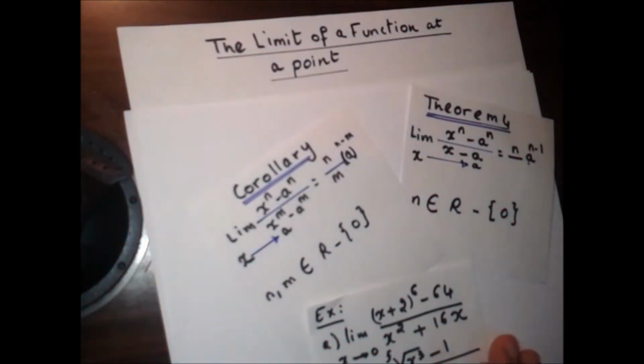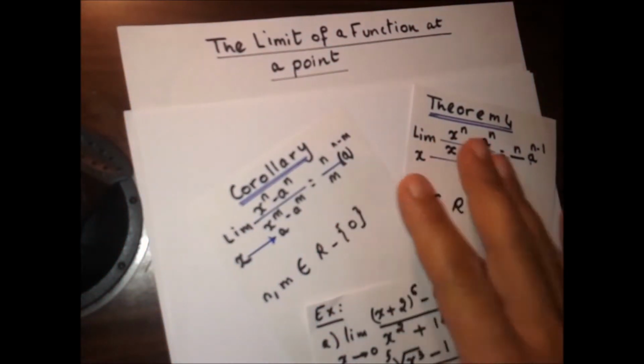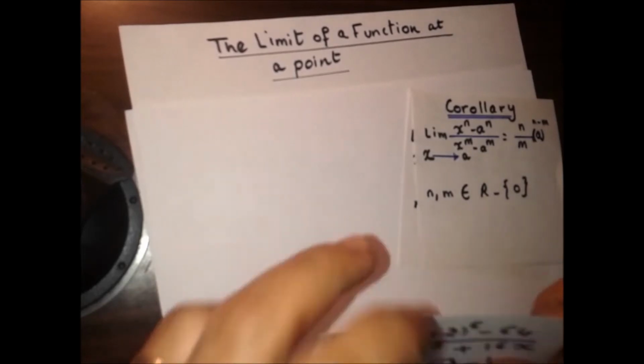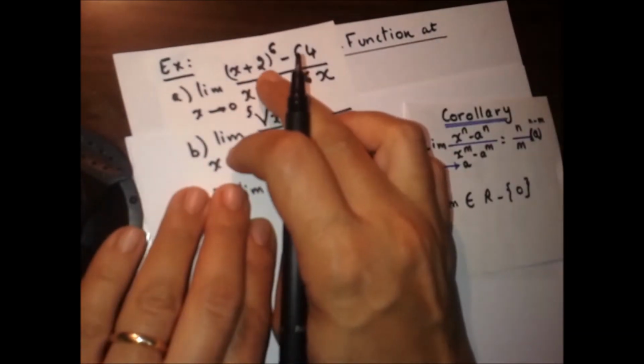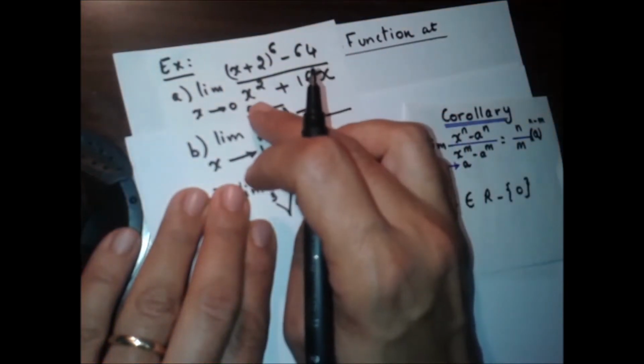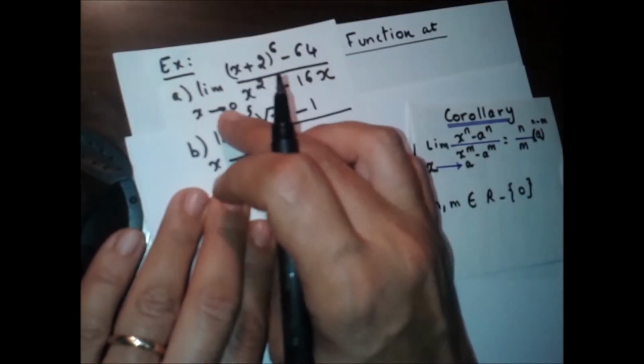Now, more exercises on Theorem 4 and its corollary. Let's take this exercise. Want to find the limit of (x plus 2) to the power of 6 minus 64, over x squared plus 16x, as x tends to 0.